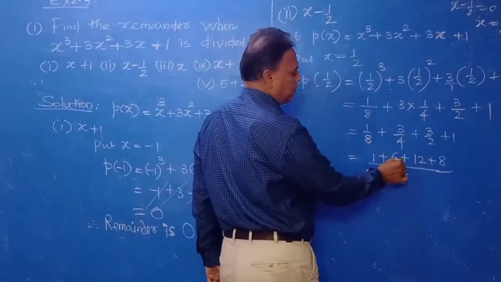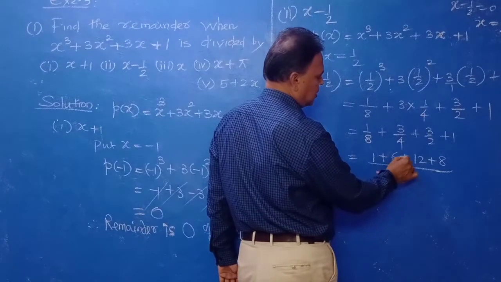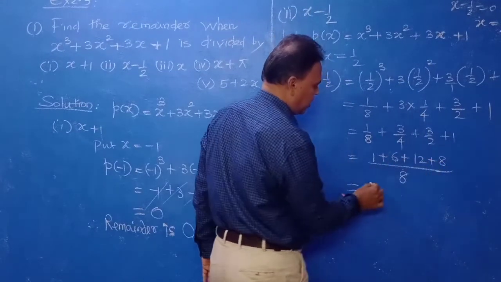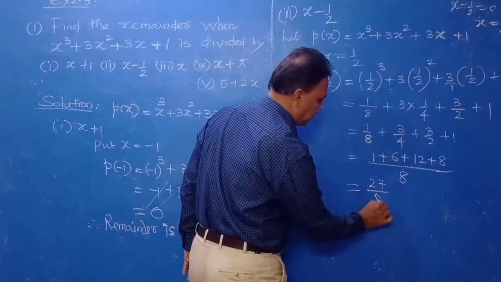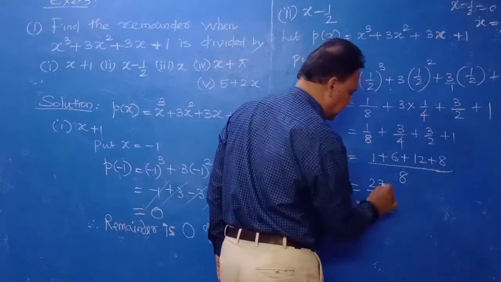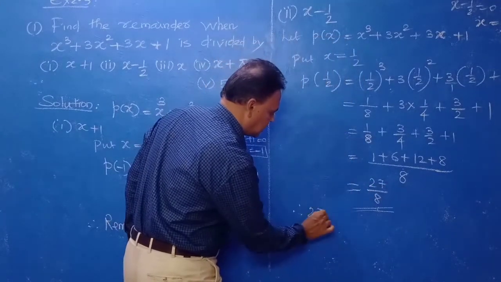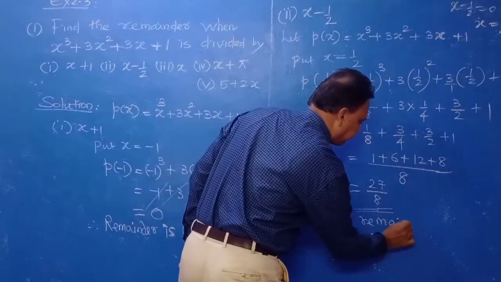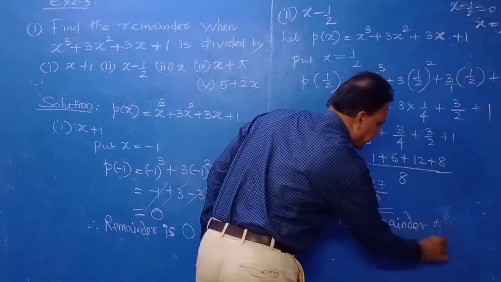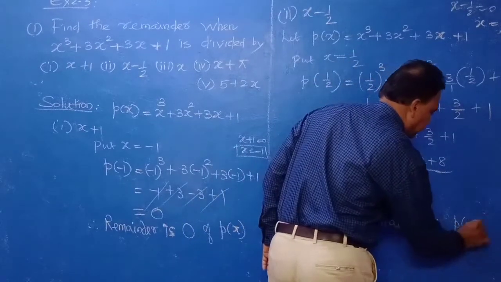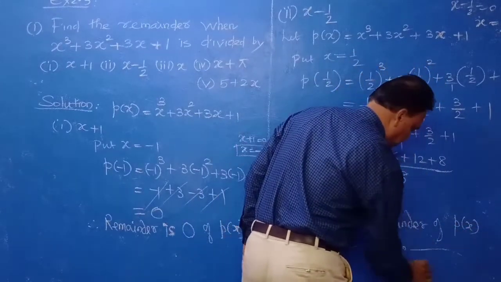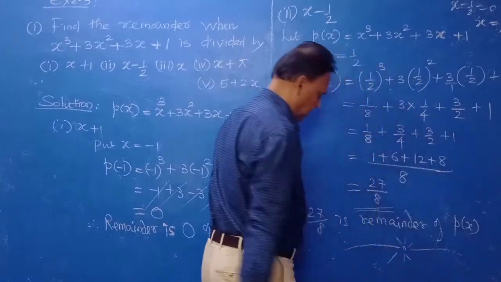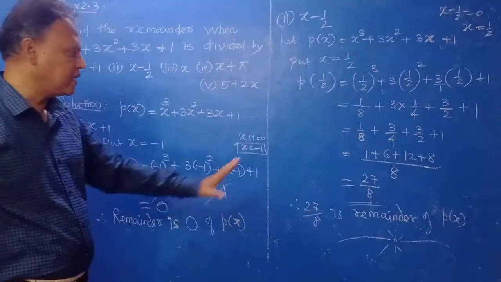So how much is 7, 19, 27 by 8. 27 by 8 is the remainder. Therefore, 27 by 8 is the remainder of P of x. You have to write the final answer, right? You have to write the final answer. Okay, 27 by 8 is the remainder.